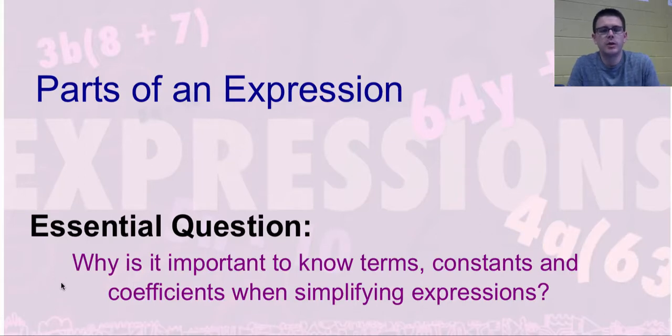All right, next one in line is our parts of an expression lesson. This is kind of breaking apart a problem into its different pieces. So our essential question is, why is it important to know terms, constants, and coefficients when simplifying expressions? Today is going to be about the vocabulary and identifying the pieces, because it's going to play right into our next lesson on simplifying.